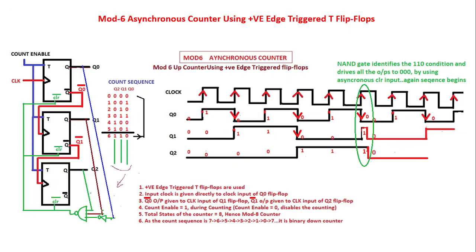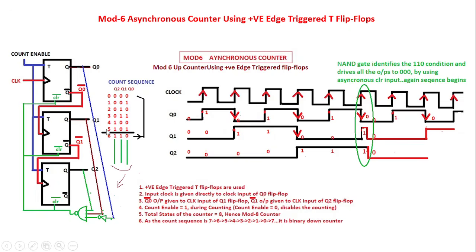So let's say mod 6 up counter. What is the sequence? The sequence is starting from 0, 1, 2, 3, 4, 5. So when it reaches 5, it reaches the final value. Then it should roll back to 0. That means only 6 states are to be used. How to design such a counter? We have to use some mechanism.